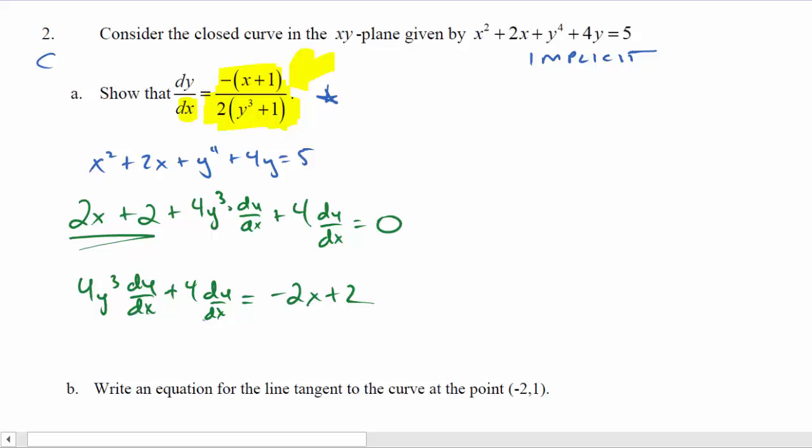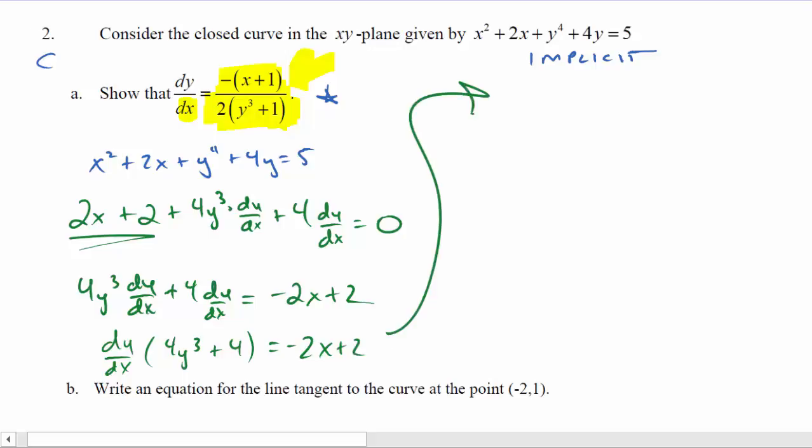Next, you always remember the property that if I have 2 dy/dx's and I'm trying to solve for it, let's factor dy/dx out. So I have 4y cubed plus 4 equals negative 2x plus 2. Let's move the work up here. Next, get dy/dx by itself. Divide over the 4y cubed plus 4. So dy/dx equals negative 2x plus 2 over 4y cubed plus 4. Now, this is where we came up with dy/dx, but clearly the answer is a little different. So we kind of have to match up the algebra here.